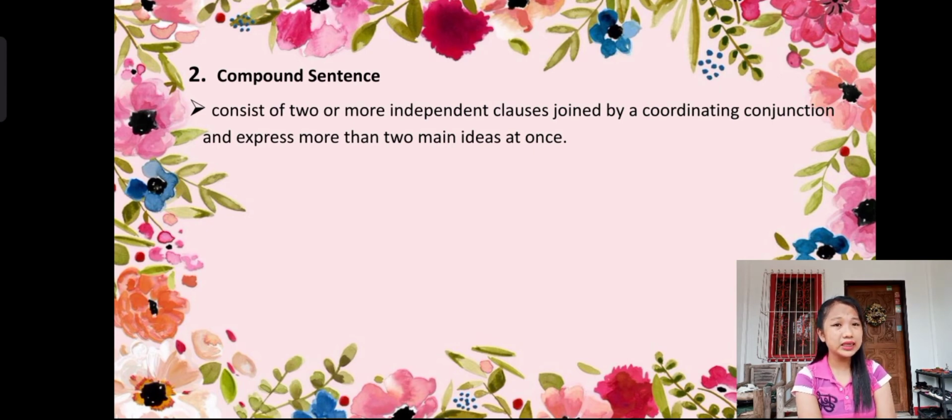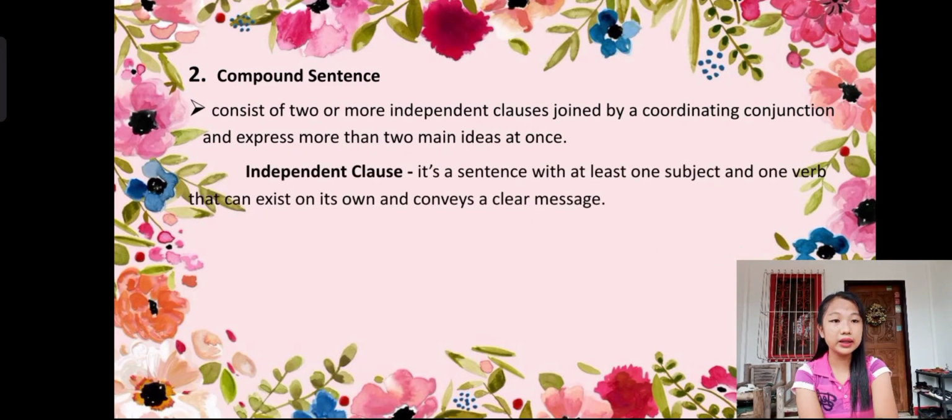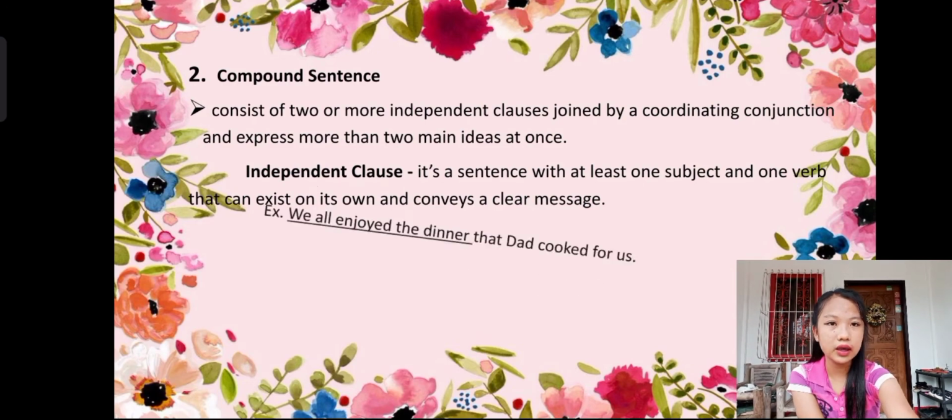But first, let us define what an independent clause is. An independent clause is a sentence with at least one subject and one verb that can exist on its own and conveys a clear message. So, an independent clause has one subject and one verb, and it gives a clear idea. Compound sentences are composed of two or more independent clauses joined by a coordinating conjunction. Let's take a look at this example.